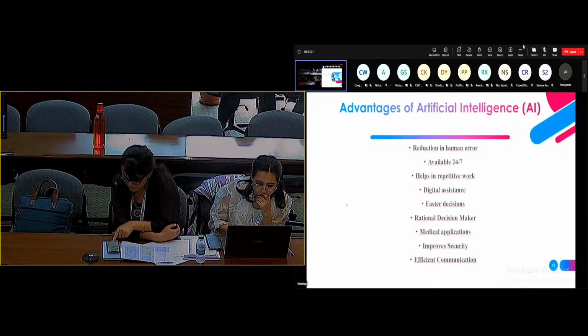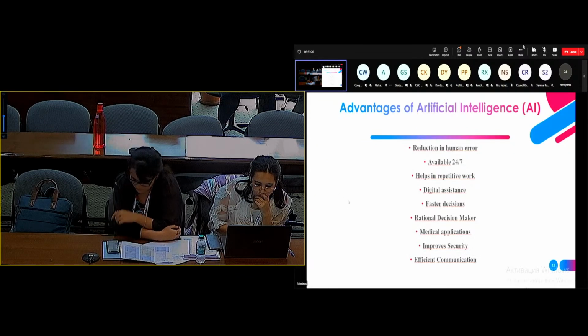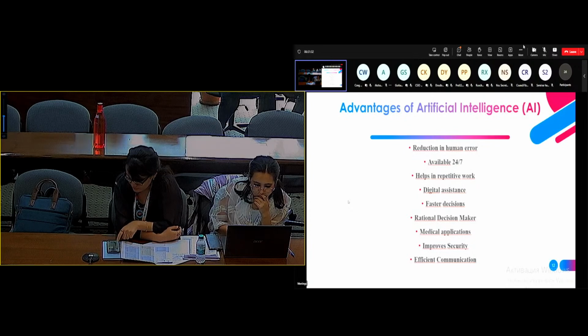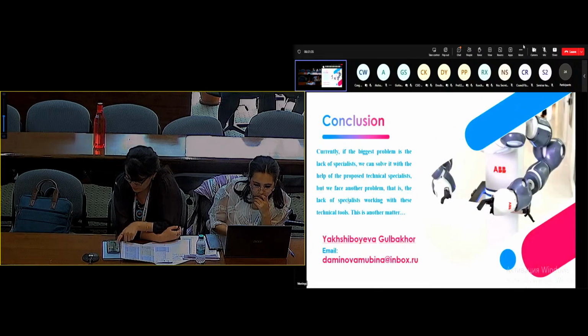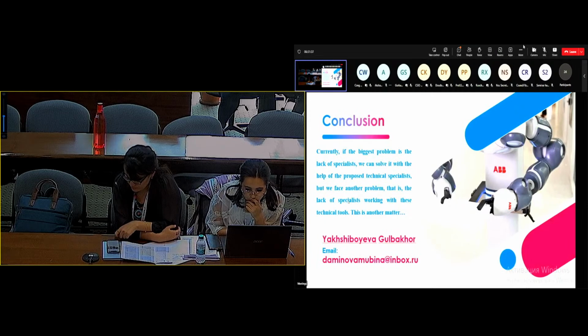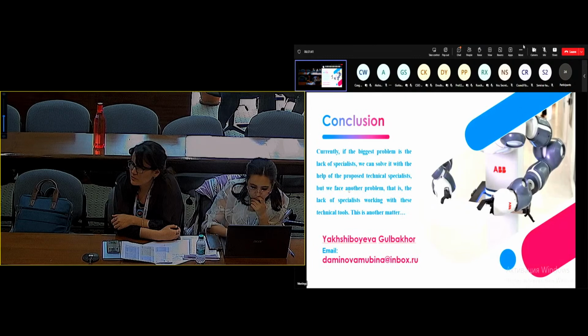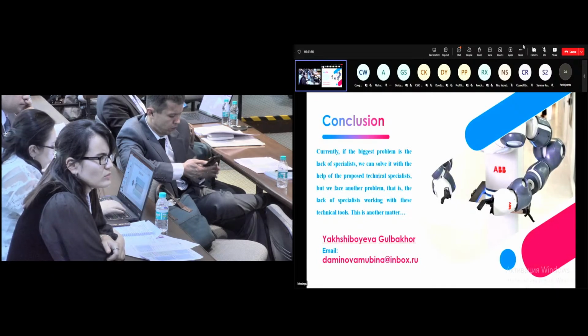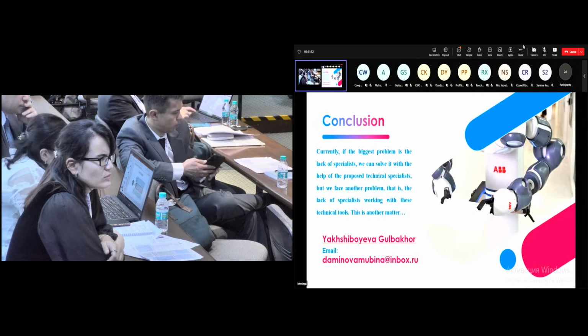And why we chose not humanity but artificial intelligence: here you can see the advantages of artificial intelligence when we compare with humanity. Currently, if the biggest problem is the lack of specialists, we can solve it with the help of the proposed technical special person. But we face another problem, that is the lack of specialists who can work with these technological tools. This is another matter.